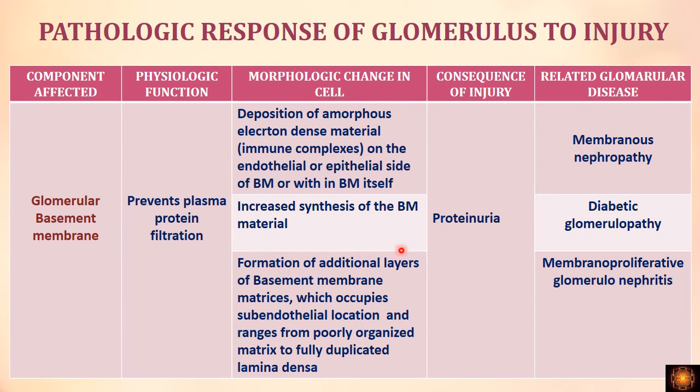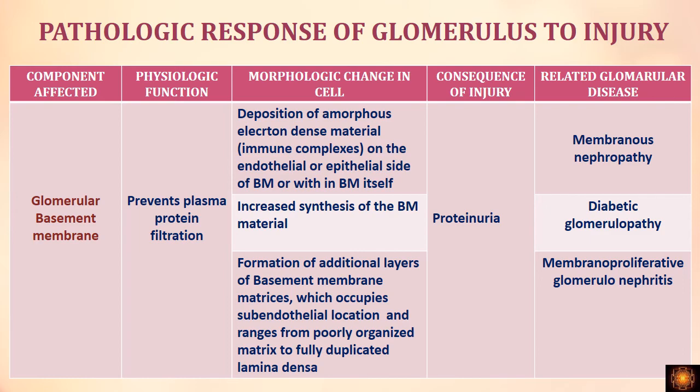Increased synthesis of basement membrane material we see in diabetic glomerulopathy, and in some conditions there is the formation of additional layers of the basement membrane which occupy the subendothelial location. This typically we see in membranoproliferative glomerulonephritis. So these are the changes we see in the individual cells of the glomerulus.